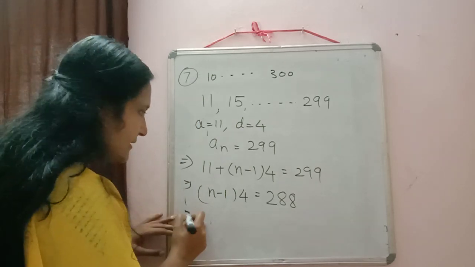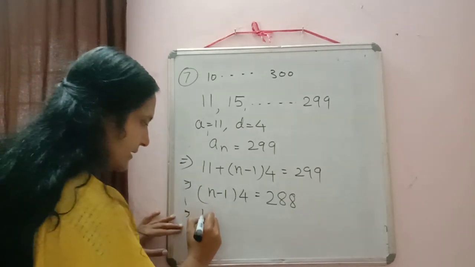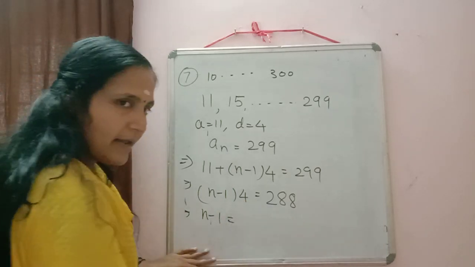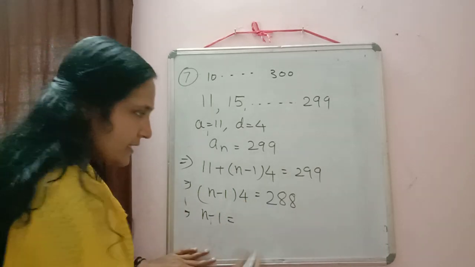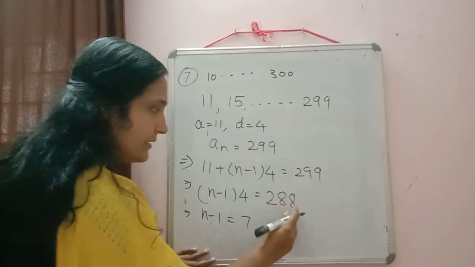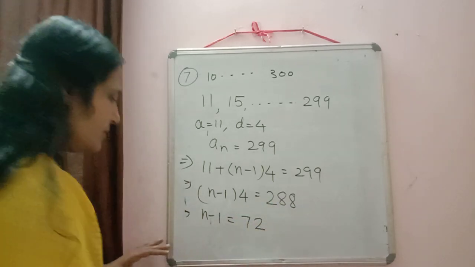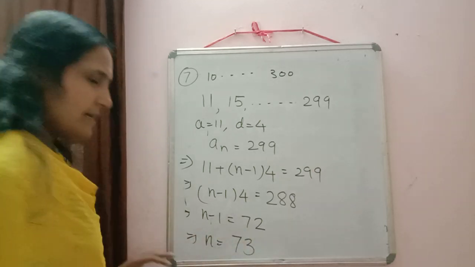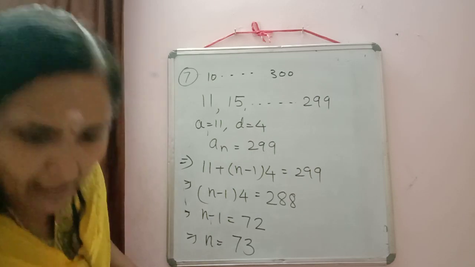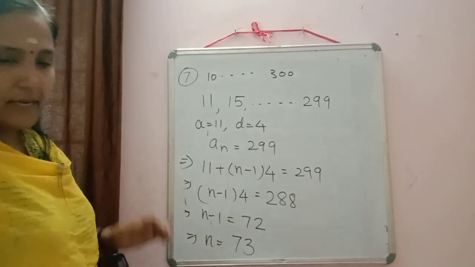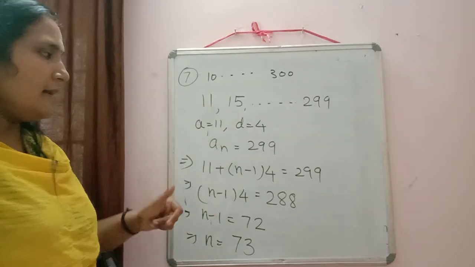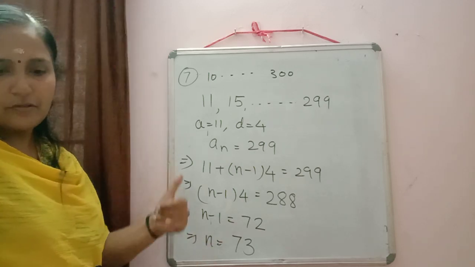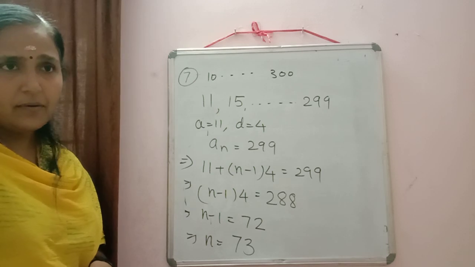Now what I can do? I can shift 4 to right hand side. So n minus 1 is equal to 288 divided by 4. So I am writing the division directly. 4 7s are 28, 4 2s are 8. So we will get n is equal to 72 plus 1, 73. So 73 numbers are there from 10 to 300, which give the remainder 3 when divided by 4. So hope these questions are clear to you.